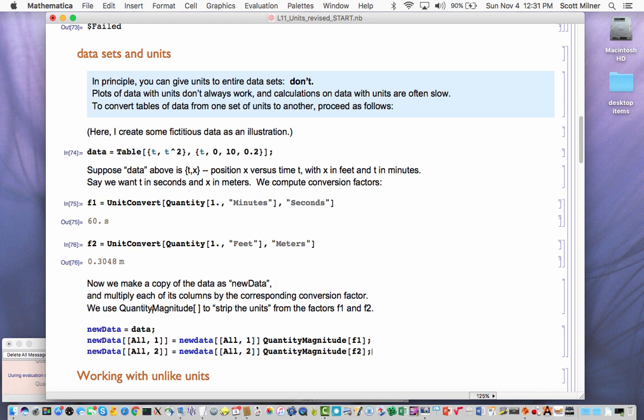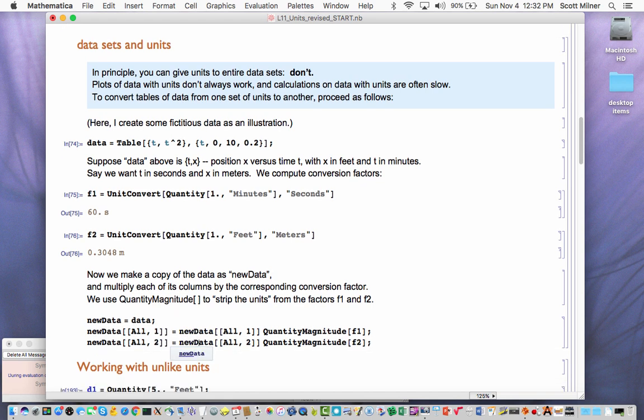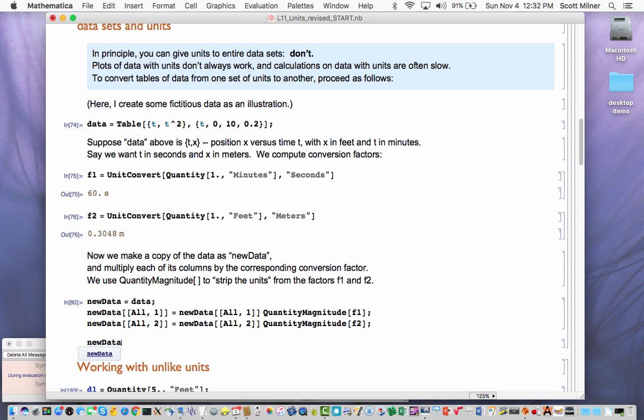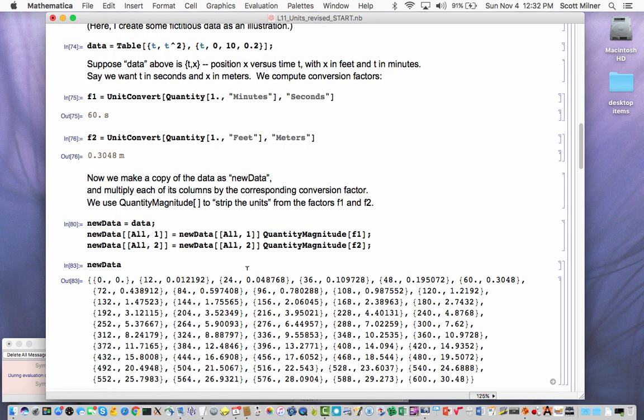And in this way, new data is a set of numbers which have been converted from... oh, I made a typo. So that's new data with a capital letter. That's blue, telling me that it doesn't know what new data is. Now, new data is a list of pairs where the values have been converted to seconds and so forth.